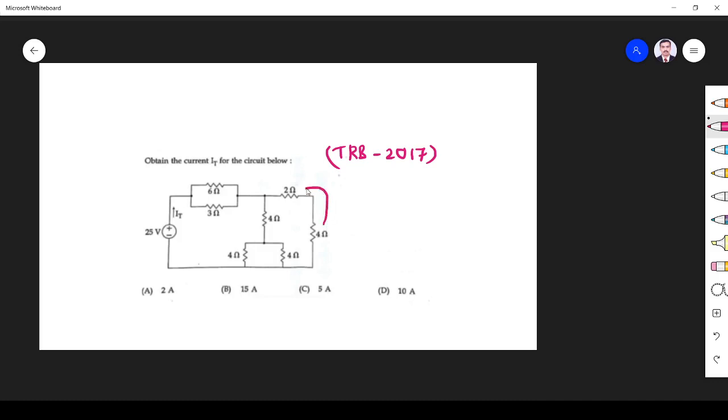So this 4 ohm plus this 2 ohm are in series, so they become 6 ohm, a single resistance. And this 4 and 4 are two equal resistances in parallel. Two equal resistances in parallel means the total resistance is the resistance divided by 2, so it becomes simply 2 ohm.